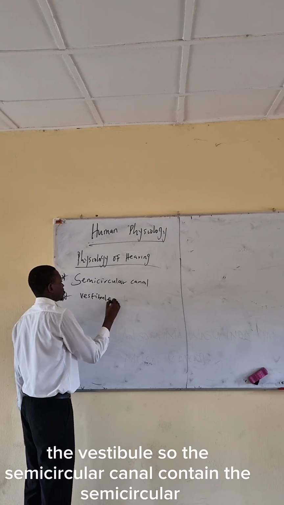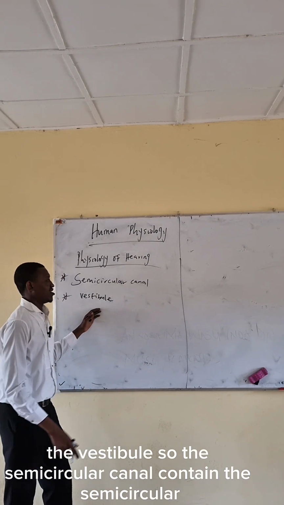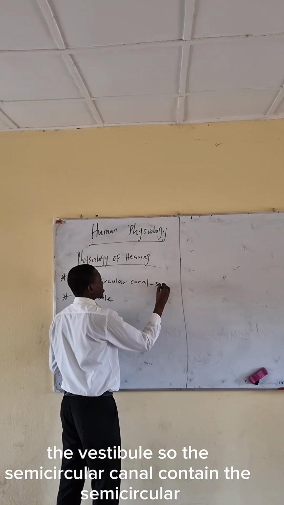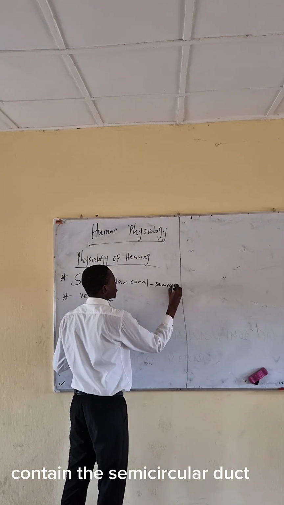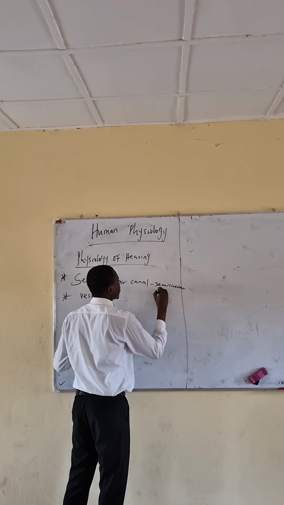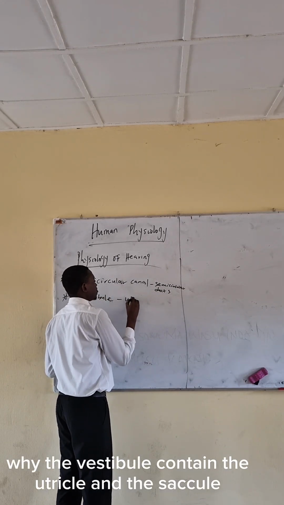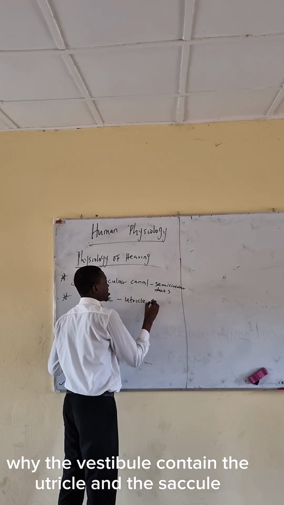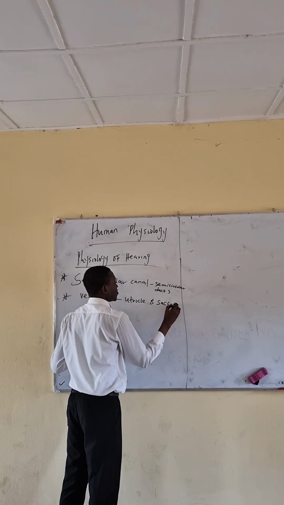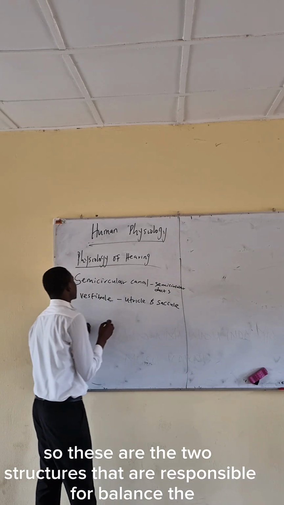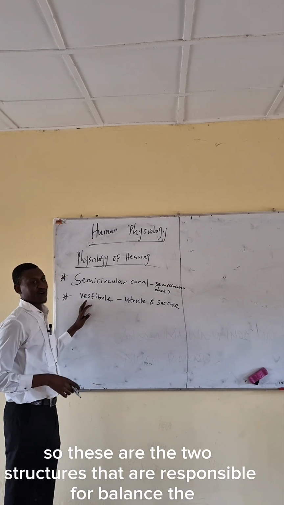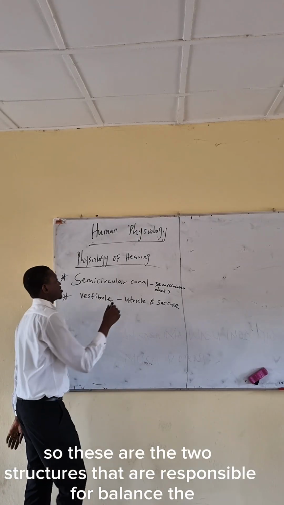The vestibule. So the semicircular canal contains the semicircular duct, while the vestibule contains the utricle and the saccule. So these are the two structures that are responsible for balance.